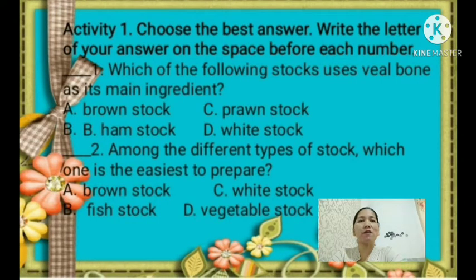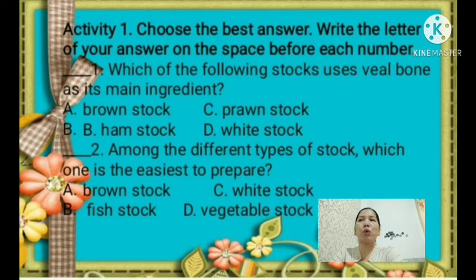The first part of your evaluation, activity 1, is multiple choice. You are going to choose the best answer. Write the letter of your answer on the space before each number. Please use capital letters if possible, and avoid making erasures. Are you ready? I will read the question twice.